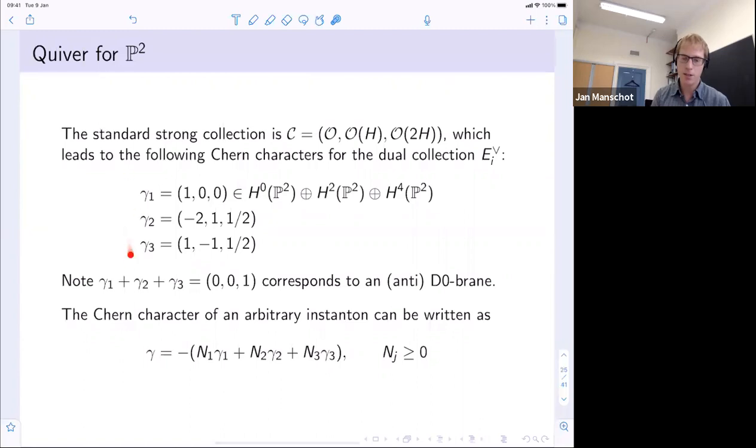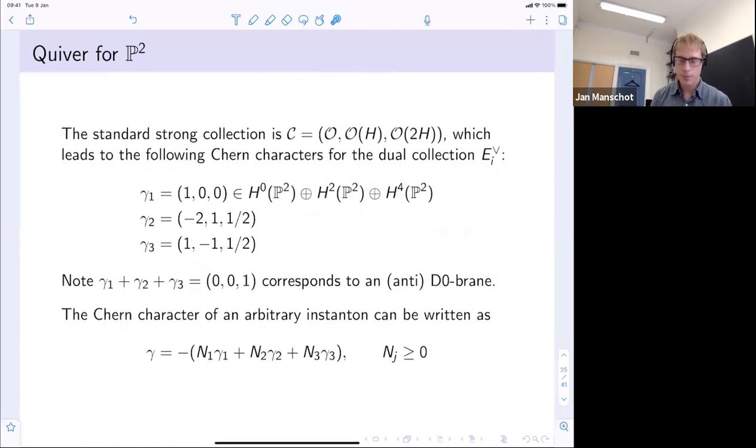And one finds then these Chern characters for the dual collection. The first one is again the trivial line bundle. Then the second one is a sheaf with rank -2, or an anti-brane in physics language. And then the third one is again a line bundle with these Chern classes. Now we see that if we add up these Chern characters, they add up to 1, which corresponds to an anti-D0 brane, because the D-branes will have a mostly negative Chern character.